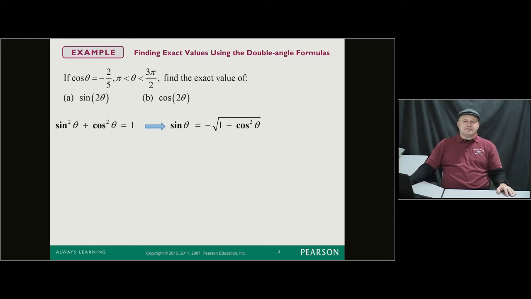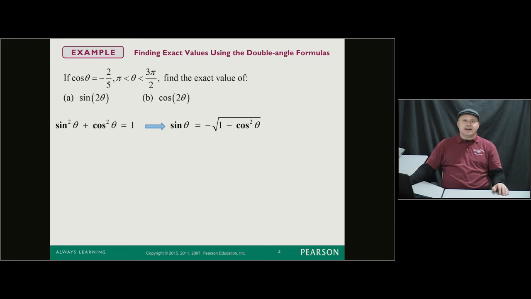But where's the plus? Well, if it's plus or minus, that means I don't know what it is. But in this case, I do. Why do I know what the value is? It's going to be a negative in this case. How come? Because we're in the third quadrant. Theta is between pi and 3 pi over 2. Sine is negative in the third quadrant. So that's why they had to give me that. I had to know which one that was going to be, plus or minus. So it's going to be a negative square root of 1 minus cosine squared of theta.